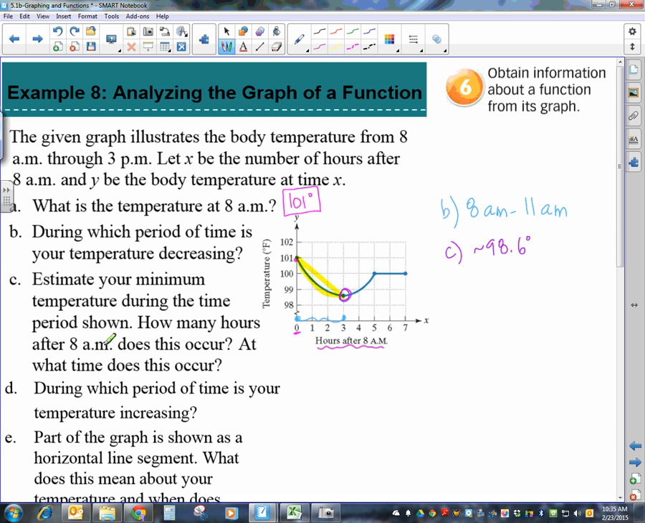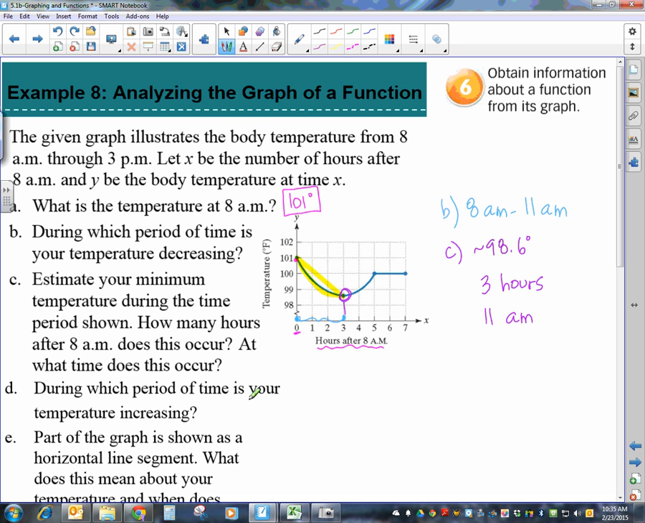How many hours after 8 a.m. does that occur? Well, that is 3 hours after 8 a.m. Actually, I didn't write that right. To answer that question, it's 3 hours. And so at what time is that? 3 hours after 8 a.m. would be 11 a.m. So that's answering all those questions.